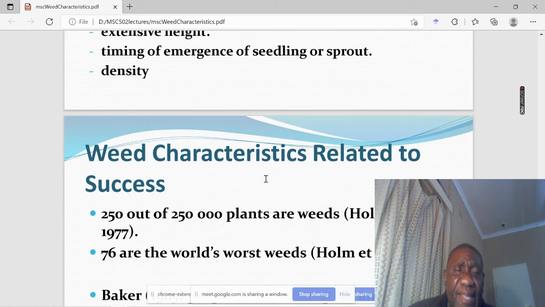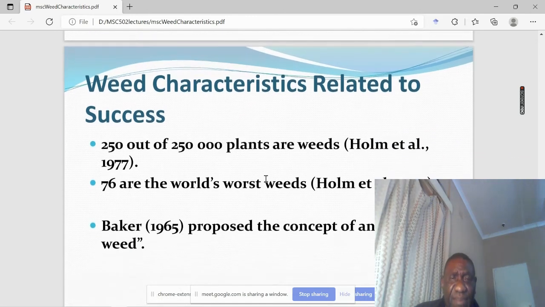So we said that not all plants are weeds. For example, according to Holm et al. 1977, only 250 plant species out of 250,000 plants represented weeds. So it's just a fraction. Actually, there are just 76 worst weeds in the world.